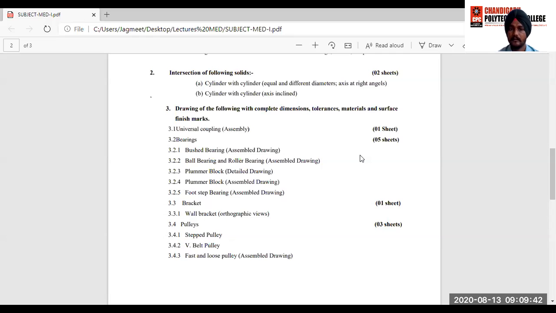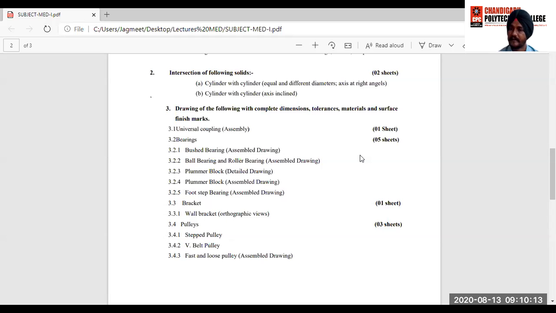Bearing, we will start the next topic with bearing. We will complete its 5 sheets. It includes bushed bearing, their assembly drawing, ball and roller bearing, their assembly drawing, plumber block, their detailed drawing, plumber block, their assembly drawing. We will complete the 2 sheets of plumber block, one with detailed drawing and one with assembly drawing. Footstep bearing, their assembly drawing.